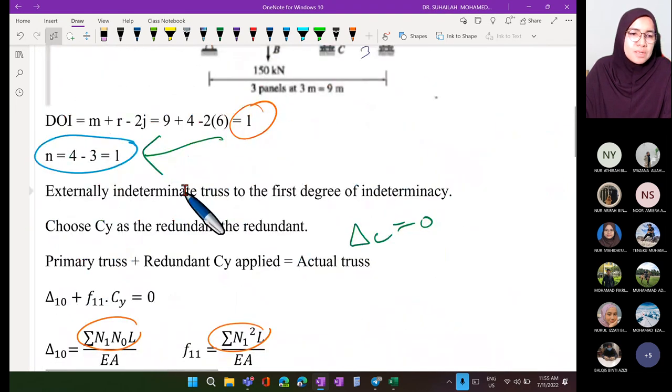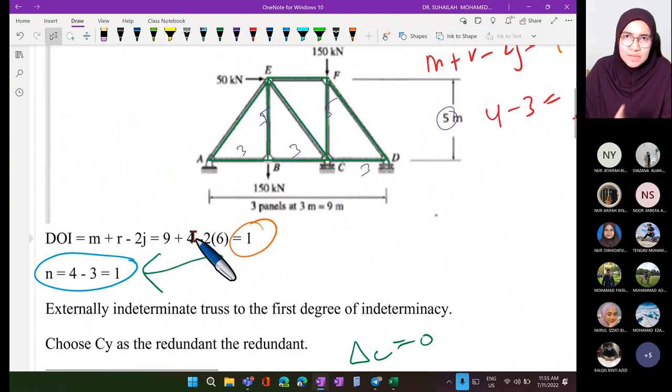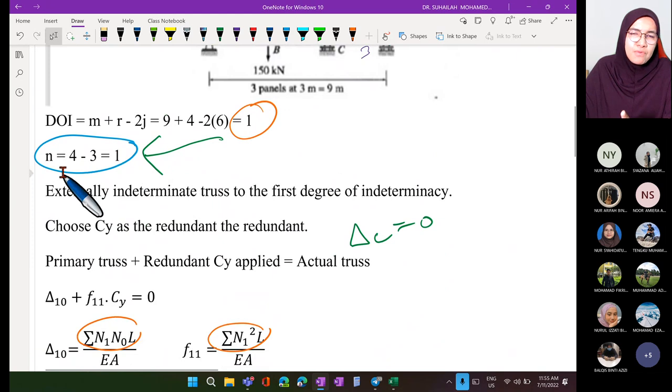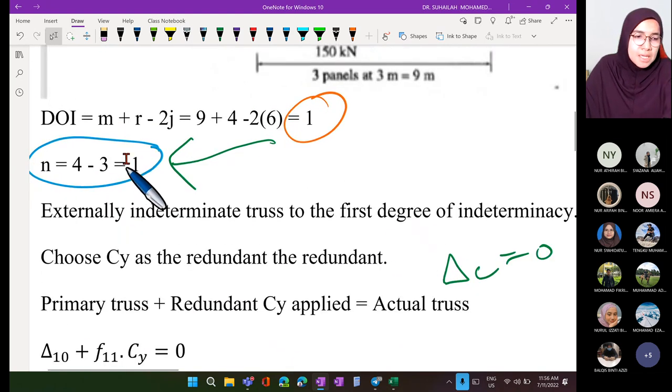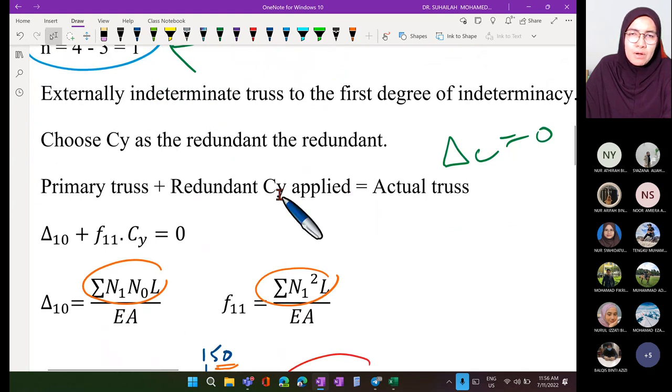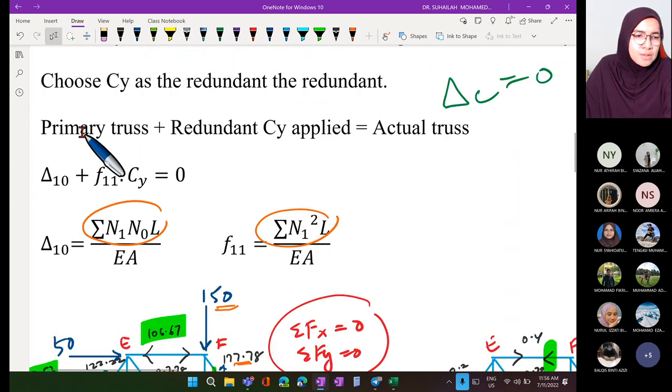Okay, start with, as usual, you need to identify the degree of indeterminacy, the first step. But for truss, you have to identify whether it is internally or externally. Externally, we calculate 4 minus 3, where 4 is the total unknown reactions. If there is a value here, that is the redundant. If this value is 0 but the upper one gets 1, it means the 1 belongs to member force. Okay, this is an externally indeterminate truss. Choose to remove one of the reactions. So we choose CY, and we get the compatibility equation.